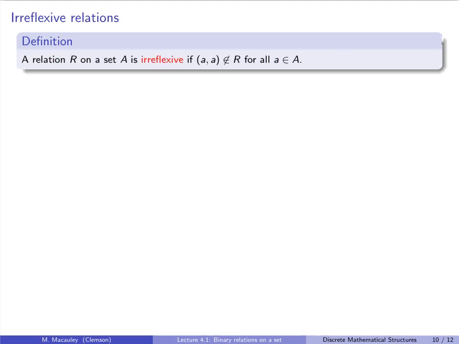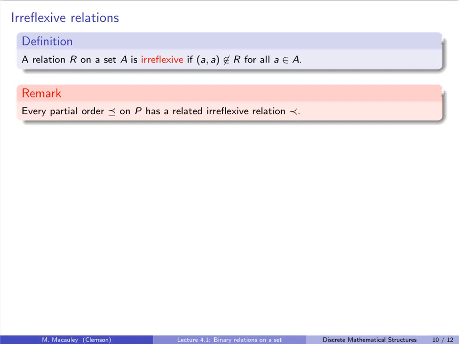Let's return to something that we saw a few slides ago. A relation R on a set A is irreflexive if every element A is not related to itself. Every partial order on P, which we can think of as less than or equal to, has a related irreflexive relation, which we can think of as strictly less than. So formally we can say that A is strictly less than B if and only if A is less than or equal to B and A is not equal to B.